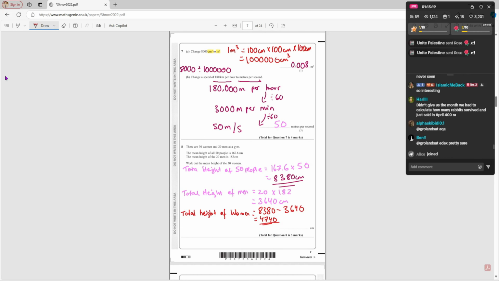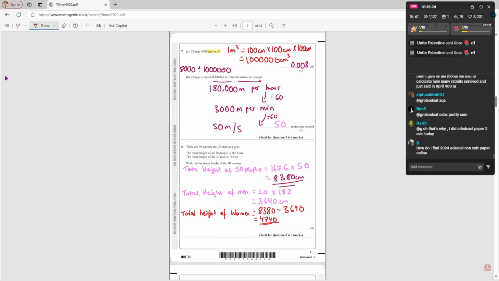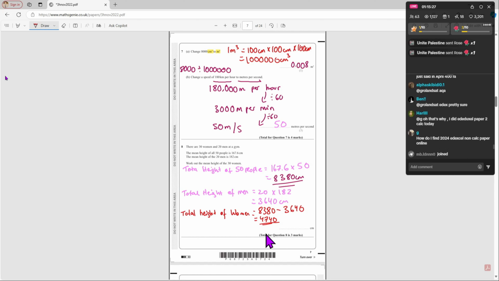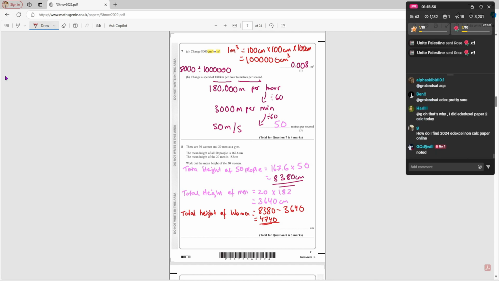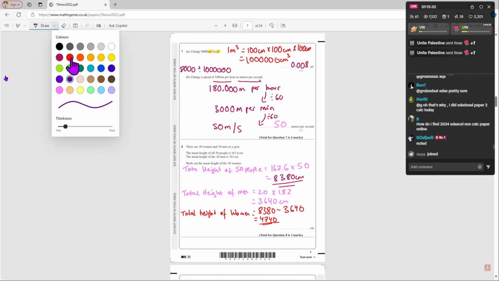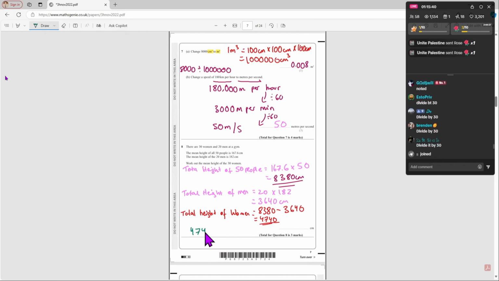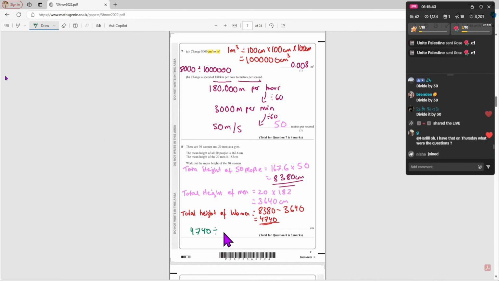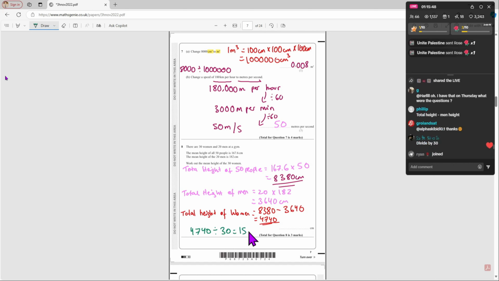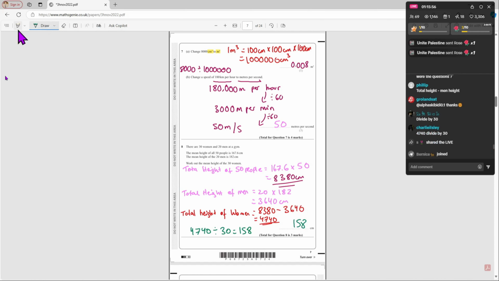And then finally, once you have done that, we have to work out the mean height of the 30 women. So guys, tell me, what do we do next? What is going to be our next step to work out the mean? You're going to do 4,740, the total height for the woman, divided by 30. Well done, guys. Which is going to be 158 centimeters. And that is going to be your answer, the mean height of the woman.